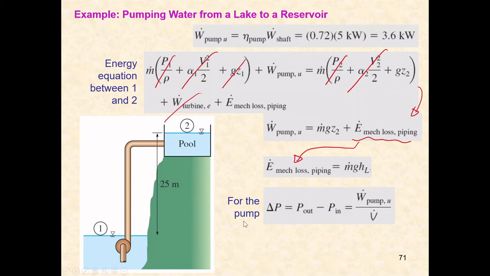We can also estimate the pressure difference for the pump, which is given by this equation. So P out minus P in, pressure out minus pressure in, equals the pump power divided by the volumetric flow rate.